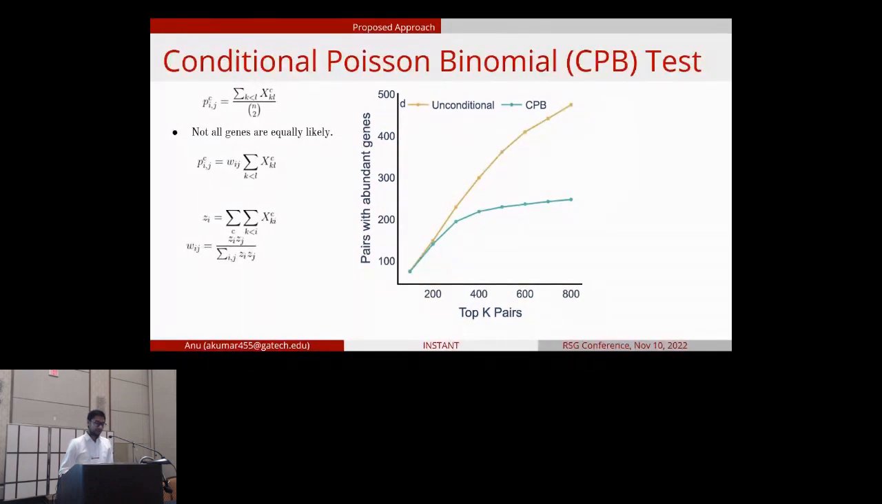So previously we had this formula, the null probability formulation: P_IJC is basically the probability of the I and J gene pair in cell C, equal to the number of co-localized pairs in that cell divided by total possible pairs.